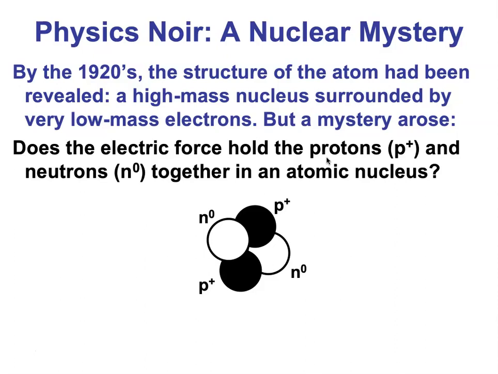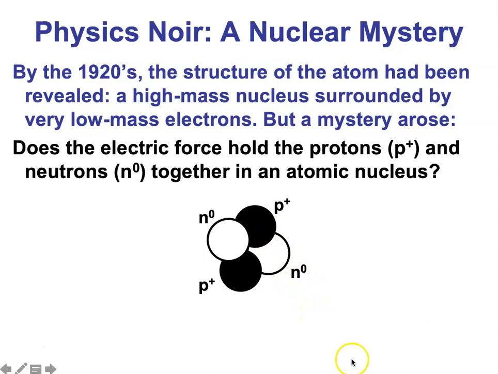But then a few years later, they started realizing, well, what is the nucleus of an atom made of? The nucleus of an atom is made of protons and neutrons. Protons have positive charges. Neutrons have no charge. So how are they sticking together? Because the electric force, if you set two positive charges next to each other, those two positive charges want to repel each other. The electric force wants them to fly apart.